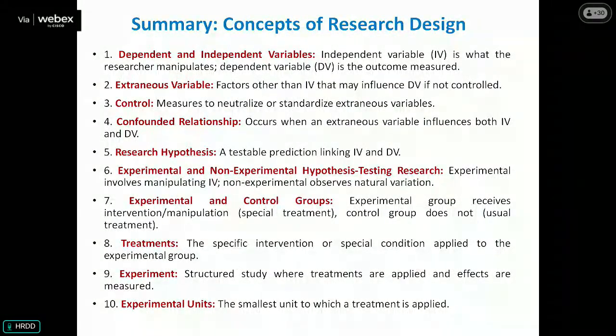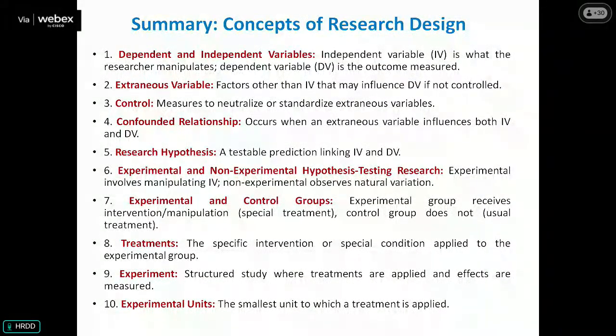I spoke a lot, one after the other, very fast. So, summary. These are the concepts, one line each. We spoke of two variables, independent and dependent variable. The independent variable, IV, is what a researcher manipulates. Dependent variable is the outcome measure. So you change something and measure something. Two properties you are measuring.